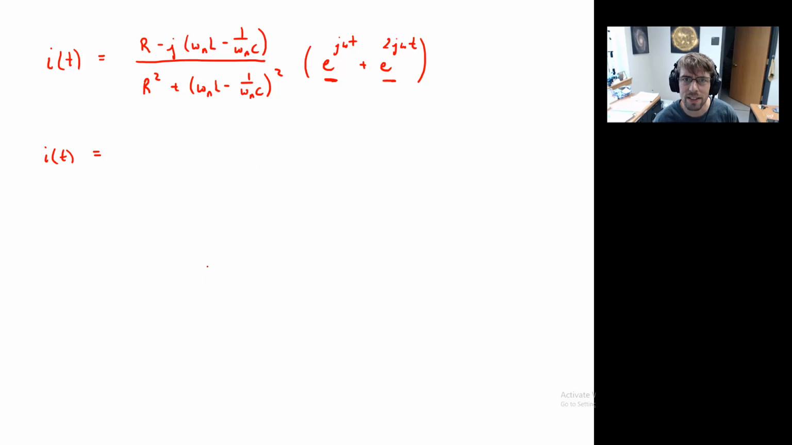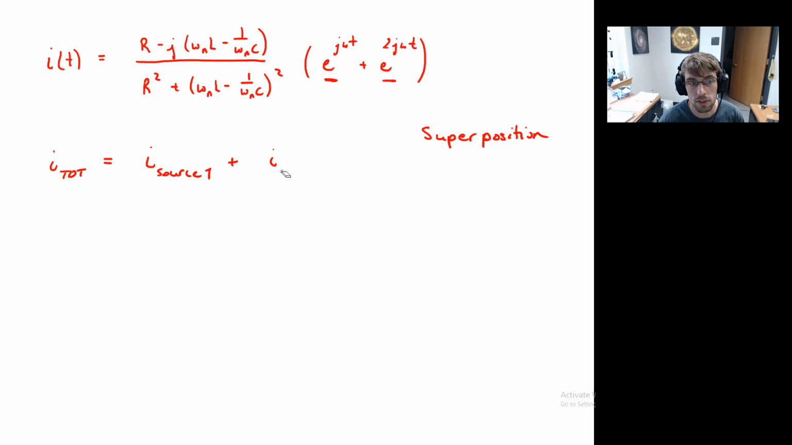You've probably already seen this, right? This should remind you of that principle of superposition that we talked about earlier in chapter 3. In other words, the total current, I total, can be thought of as being the contributions due to the individual sources.